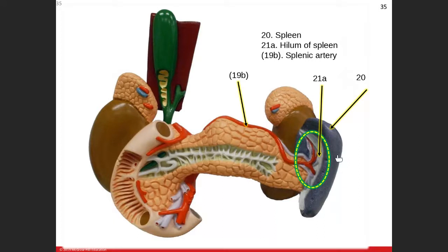the spleen. The convex side is out here on the lateral posterior portion, and on the internal portion of the medial side is the hilum, and that's where all the blood vessels and nerves go in. This big red, long vascular structure is the splenic artery. You can kind of see the splenic vein right over here.